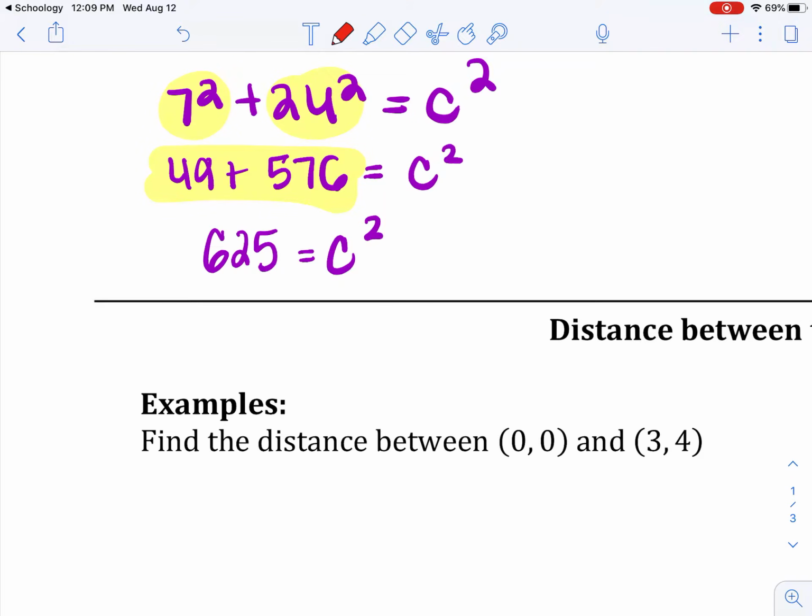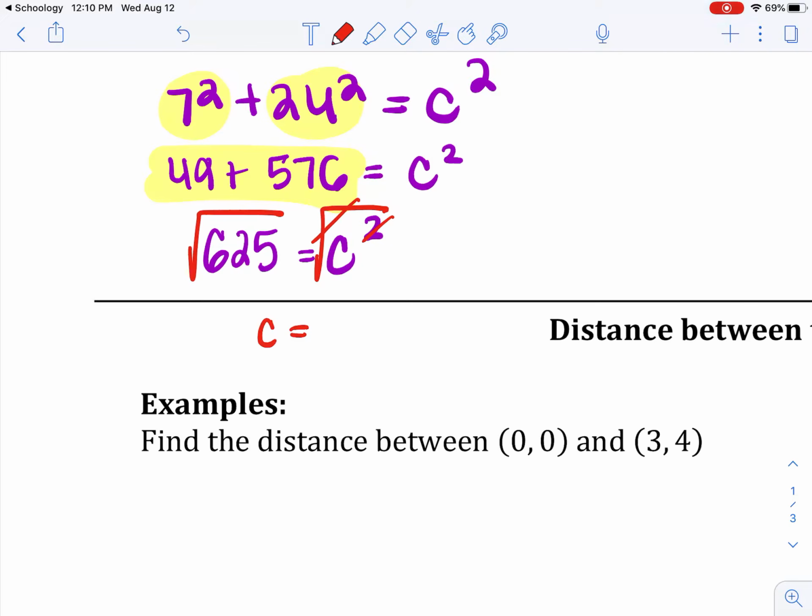All right, now I need to know how to get C by itself. How do I get rid of a square? The answer is square root. So I'm going to square root both sides. The square root cancels out the square on this side, and I have just C left. You can write C right down here by the equal sign, or you can put the equal sign on the other side.